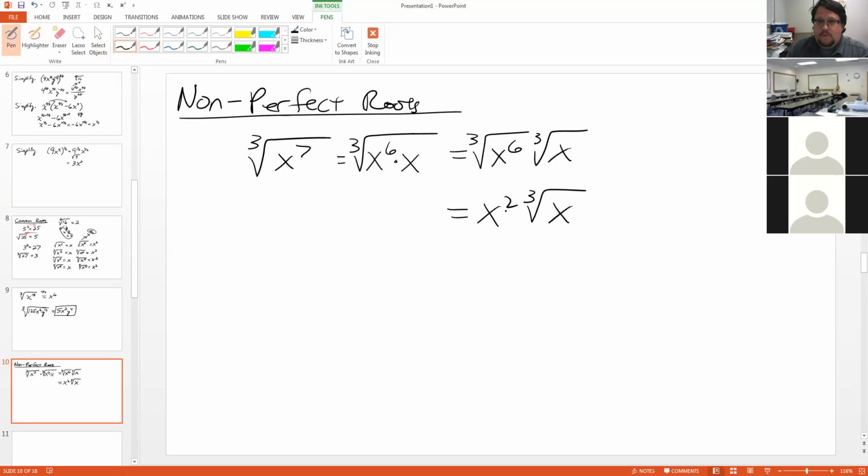So part of this, you're going to say, how many times does 3 go into 7? Twice with 1 left over. That's what you're going to say, and that's how it's going to break down. If you think about fractions, exponents are fractions. So they're just fractions for powers.